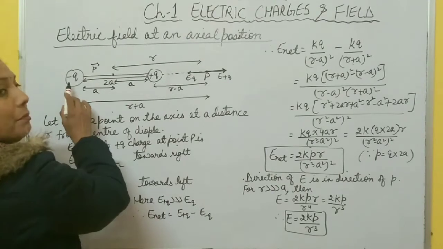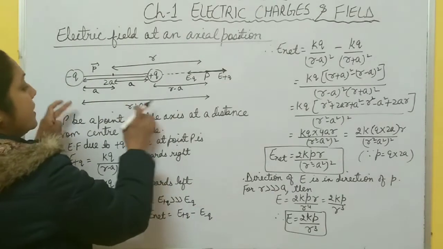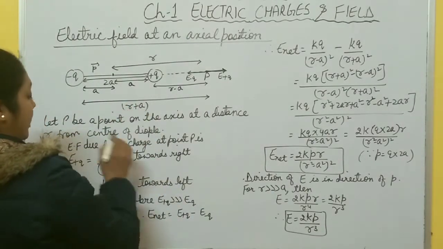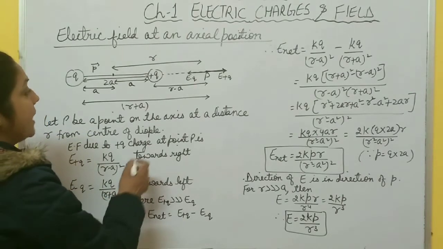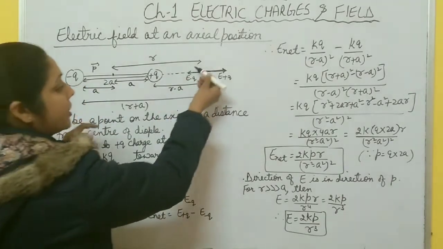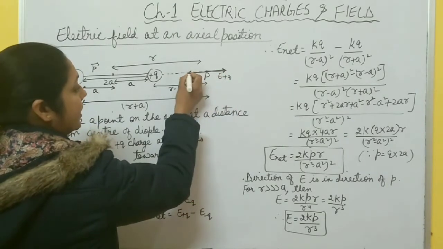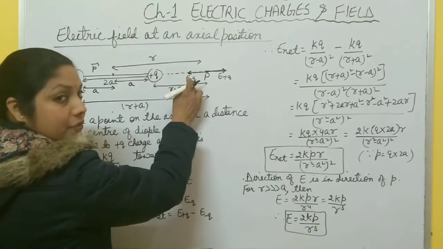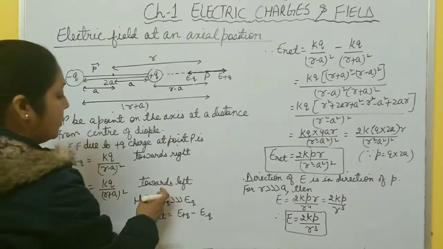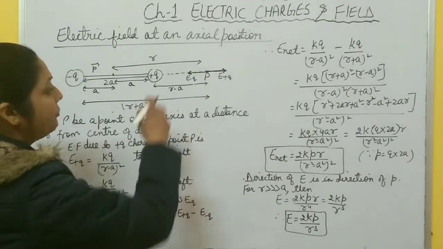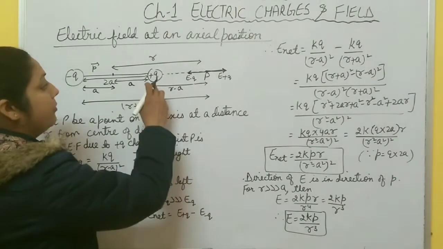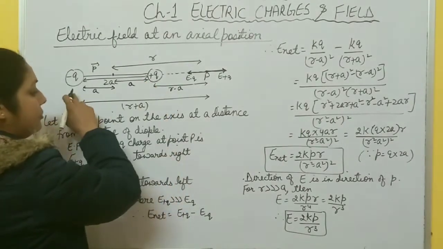Now the electric field due to the minus q charge. The distance is r plus a, so kq by (r plus a) whole square. And its direction: this was a negative charge, so the direction is towards the charge. The direction of the electric field due to the minus q charge is towards the charge, so towards the left, and the direction due to the plus q charge is towards the right. Now which one is greater, the electric field due to the plus q charge or the minus q charge?